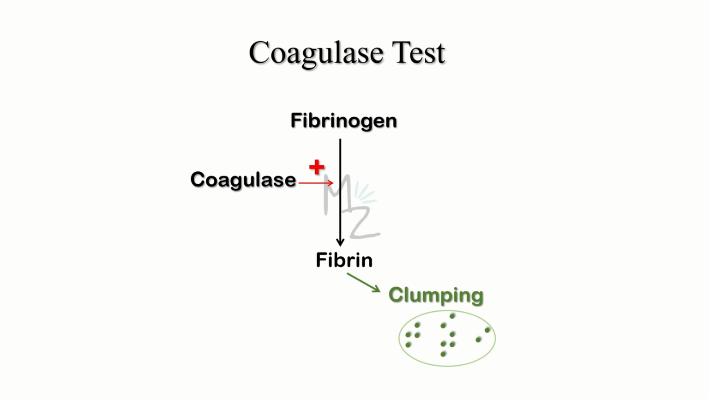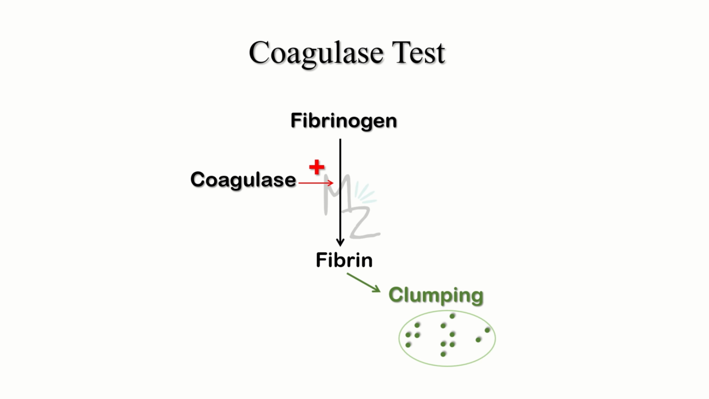Coagulase is an enzyme that causes plasma to clot by activating prothrombin to form thrombin. Thrombin then catalyzes the activation of fibrinogen to form the fibrin clot. Staph epidermidis and Staph saprophyticus are often referred to as coagulase negative staphylococci, but Staph aureus is coagulase positive staphylococci.